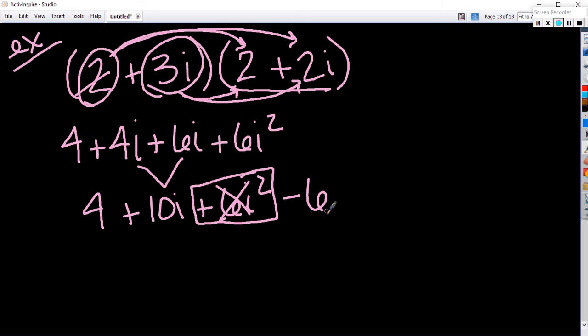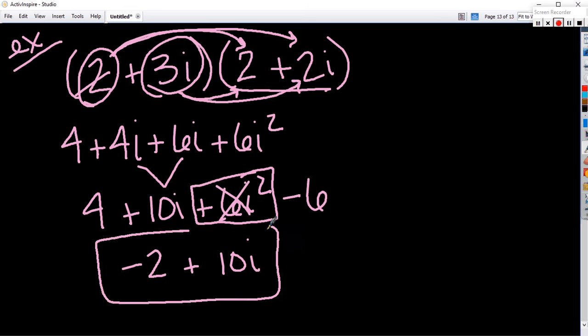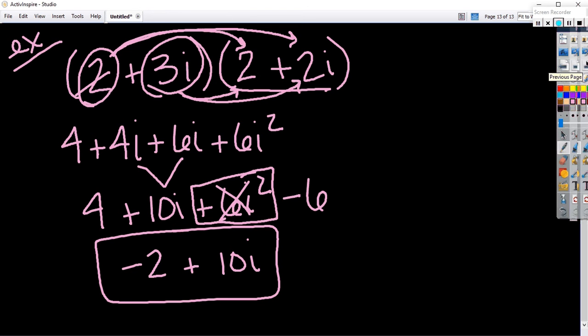Now it's like terms with which one? The 4. So what's 4 and negative 6? Negative 2 plus 10i. That's your answer. Hold up. I just added the 4 and negative 6. You did it. Yep. Let's do another one. That's all I gotta do for multiplying. Dividing's a little bit harder.